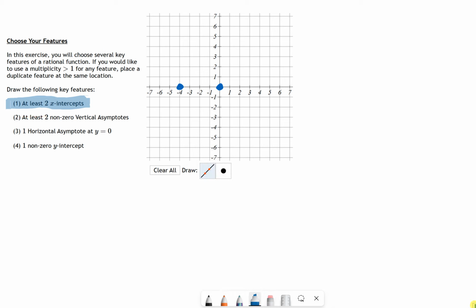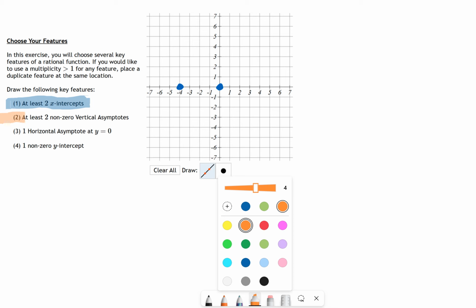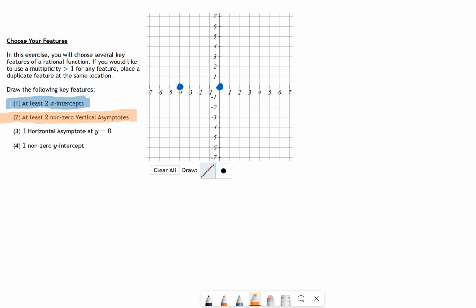I want two vertical asymptotes. So let's see. Oh, non-zero vertical asymptotes. So those can't go at x equals 0. Fine. We'll just put one right here in the middle of those two dots at -2, and we'll put one over here at +3. Seems nice.